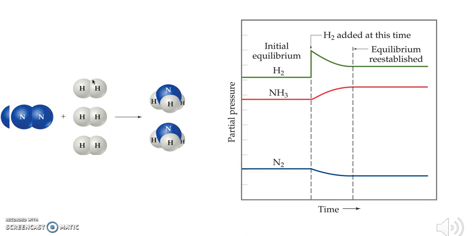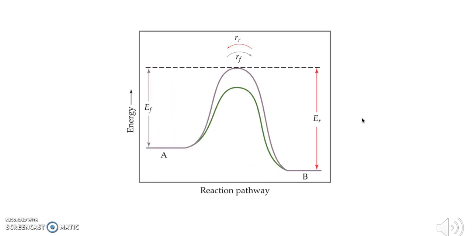This is the Haber process where ammonia is produced, and this graph shows the equilibrium variance. So when hydrogen gas is added, there's a disruption, so that's the peak, and then over time equilibrium is reestablished, and that's noticed by the same slopes.